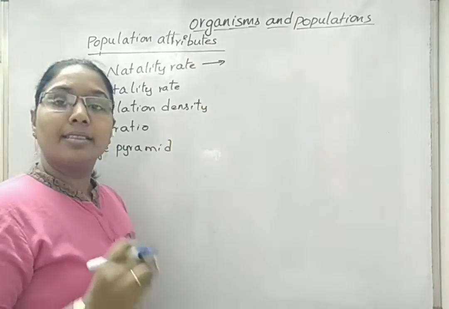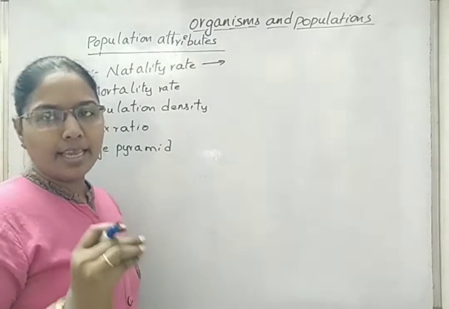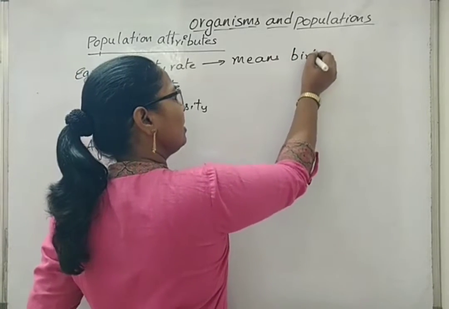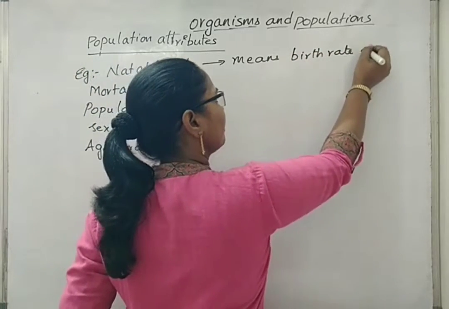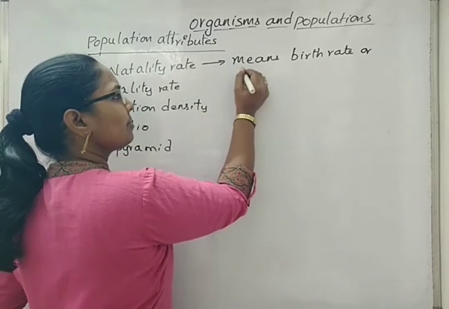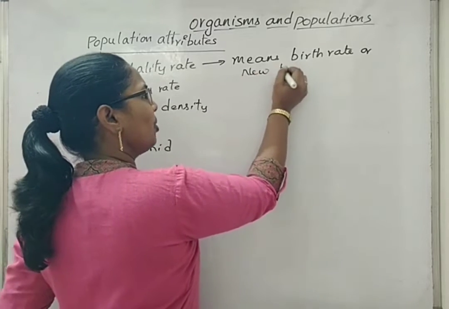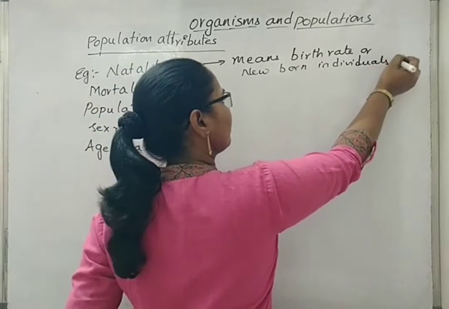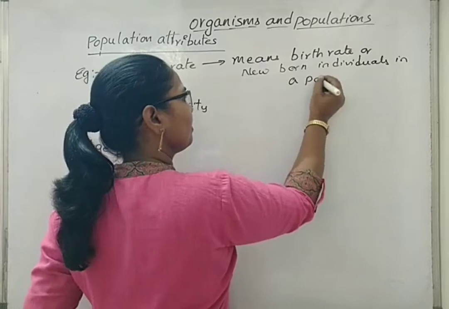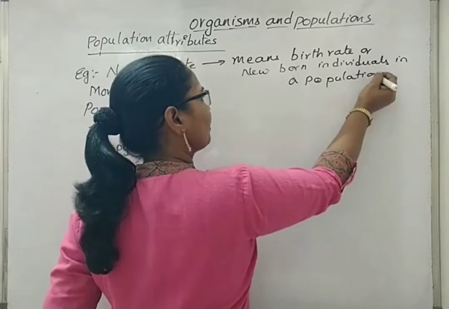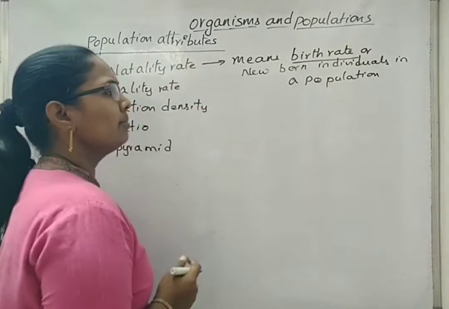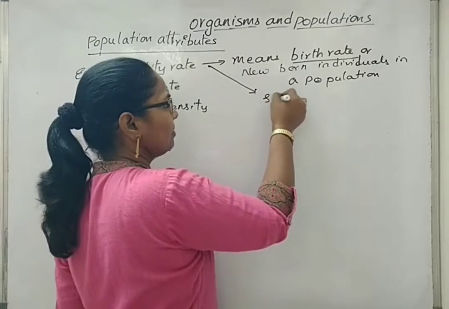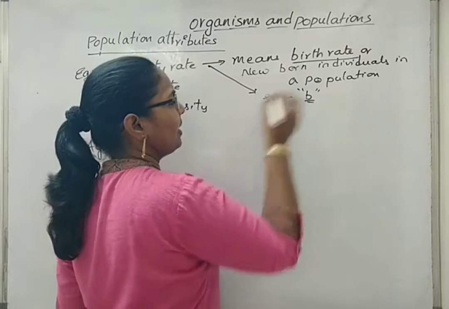If you see, the first one is natality rate. Natality rate is nothing but the birth rate of the organisms in a population. So, natality rate means birth rate, or newborn individuals in a population. Natality is indicated with the sign B, small letter b.